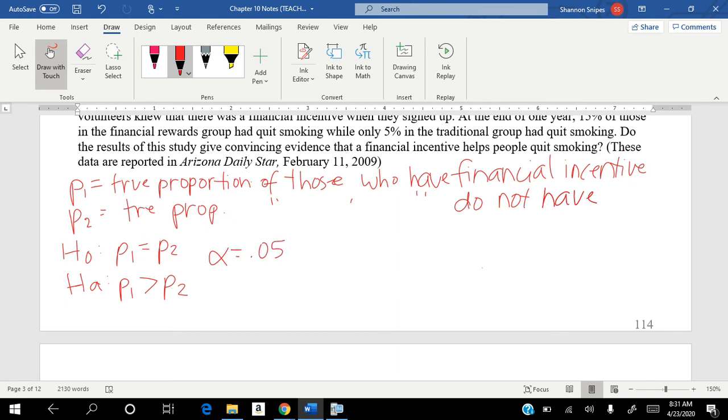All right, let's check our conditions. Random. Okay, so this is an experiment, so you better not use the language of a simple random sample was taken. In random, you need to say treatments were randomly assigned. So random assignment of treatments.